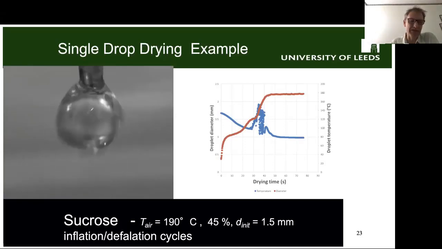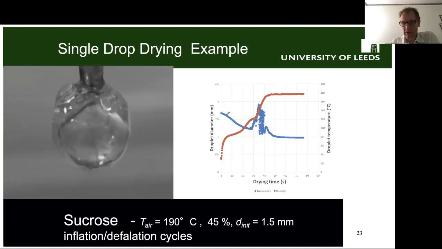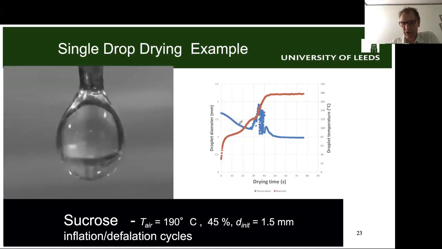rapid boiling events, and eventually, in this case of sucrose, it gradually calms itself down, and you can see in this blue line, which is the diameter, this was where it was just shrinking as it was drying, and then it reaches the boiling point here, just a little bit above 100 degrees C, and this is where it's boiling. So all these blue peaks here are what you just saw on the left with the rapidly changing droplet, and then gradually it's come down and then dried as a single droplet.